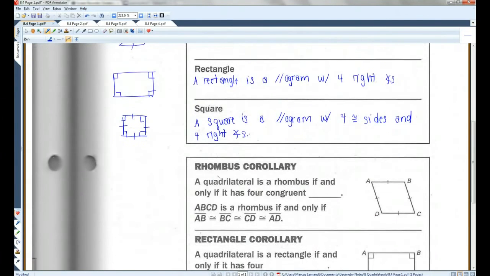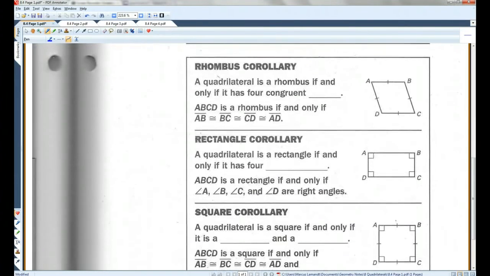Okay, so these corollaries: a quadrilateral is a rhombus if and only if it has four congruent sides. A quadrilateral is a rectangle if and only if it has four right angles. A quadrilateral is a square if and only if it is a rhombus and a rectangle.